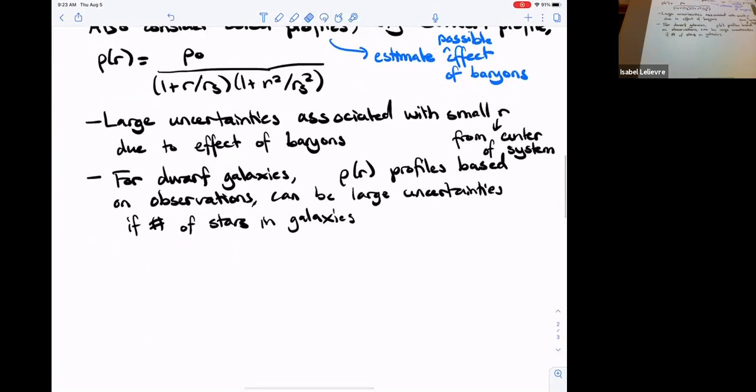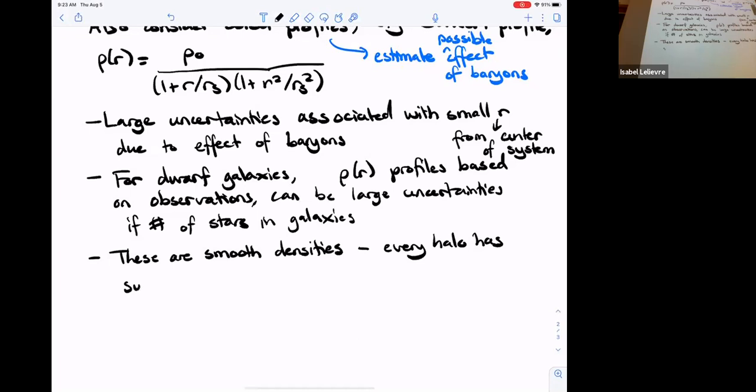I also want to say that these profiles are just the smooth profiles. These are the smooth density profiles, but in realistic dark matter halos, there will be substructure, because as dark matter structure forms throughout the history of the universe, smaller halos get accreted into larger halos, and that's how halo assembly works. So in any large halo, there will typically be smaller clumps of dark matter within the halo. These are smooth densities. Every halo has substructure.